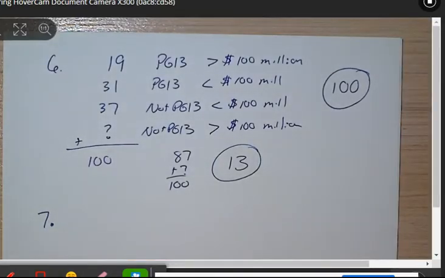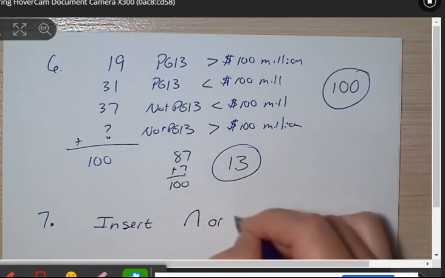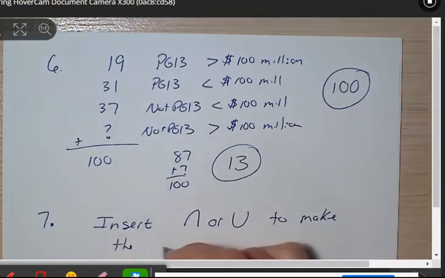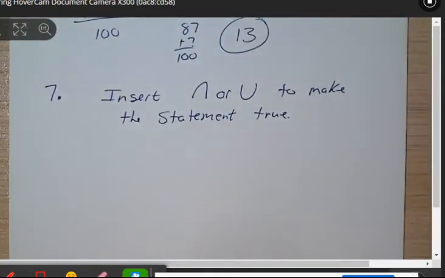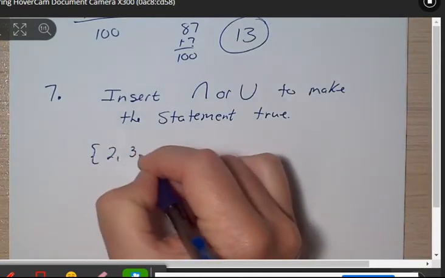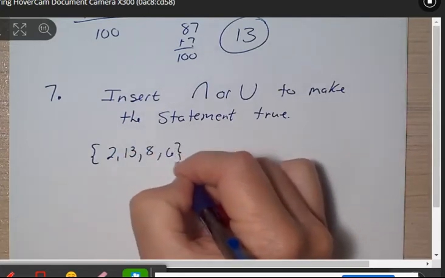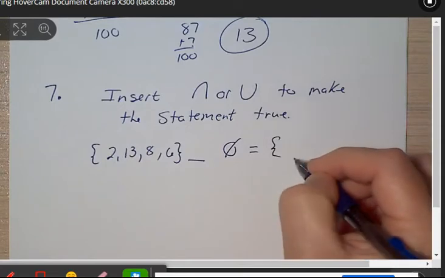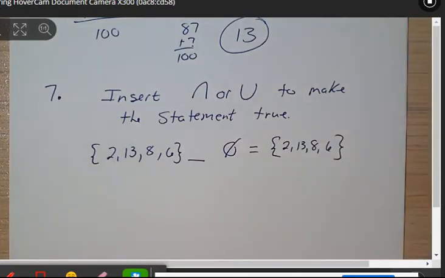Okay, number 7. This one tells you to insert an intersection or a union to make the statement true. And basically gives you something like this.